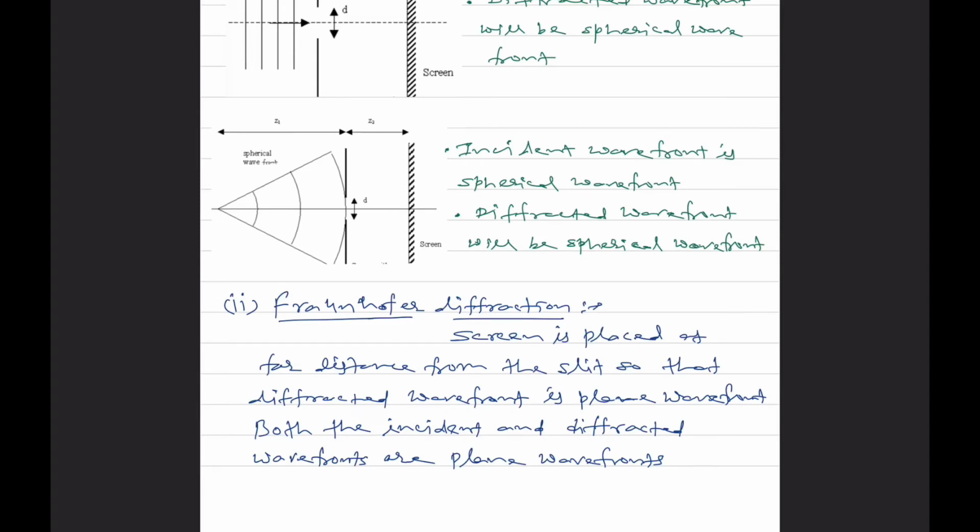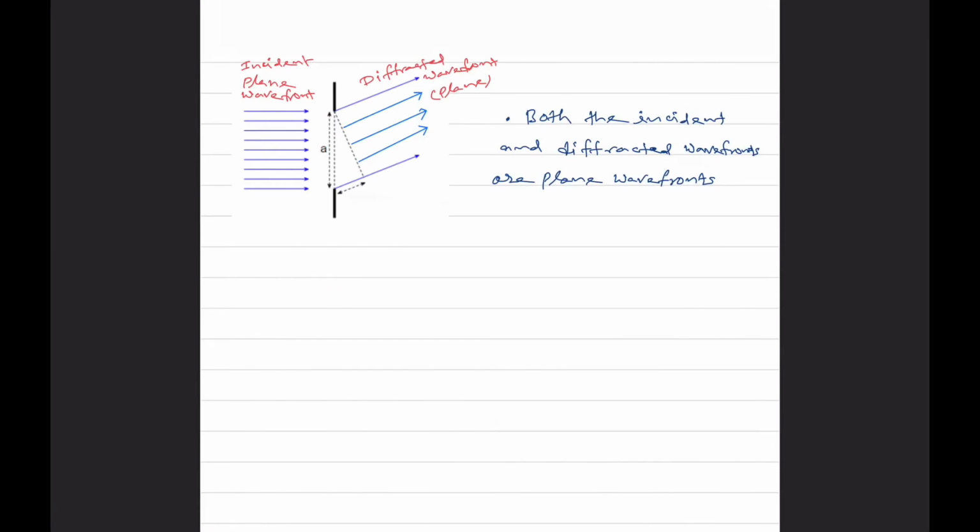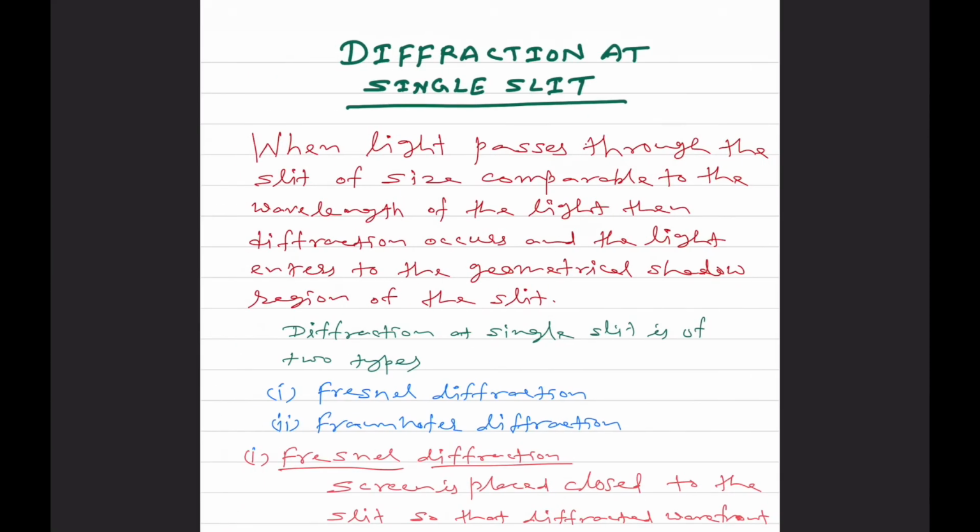To get the plane wavefront, the very simple method we can follow is to place the source away from the slit and the screen also away from the slit. In that case both the incident and diffracted wavefronts are plane wavefronts. So this is a very simple concept of how diffraction occurs at single slit and what the possibilities are. The condition is very simple, as it is the major condition for diffraction to occur. In place of an obstacle we have a slit here, so the size of the slit must be comparable to the wavelength of the light.